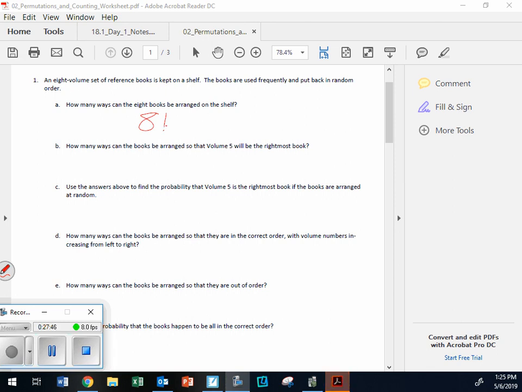How many ways can they be in? So volume 5 would be the rightmost book. 1, 2, 3, 4, 5, 6, 7, 8 blanks. That one's got to be volume 5. Don't put 5 choices. There's only one volume 5. 1. And now I think you're thinking, well, there's going to be a 1 at the end anyway. But don't do it that way. Think 1 choice for that. How many choices for this? 7, 6, 5, 4, 3, 2, 1. Do you get how that is different than 8 factorial? Still a pretty big number.